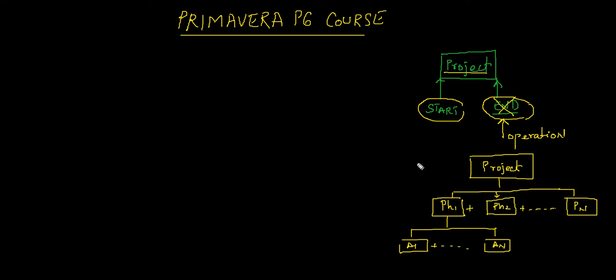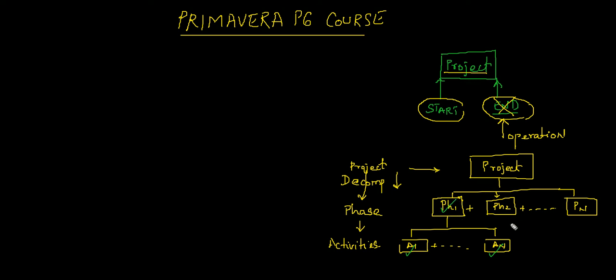This is something called decomposition. I divide the whole project into phases, and each phase is made up of activities. Any comments here? No. Okay, listen. Project, phase, activities. If I completed every activity of phase 1, my phase 1 is completed.